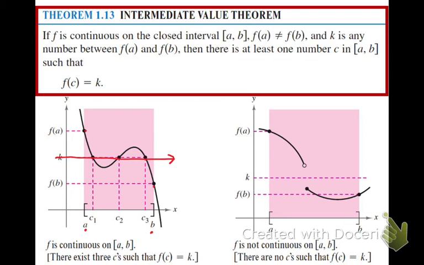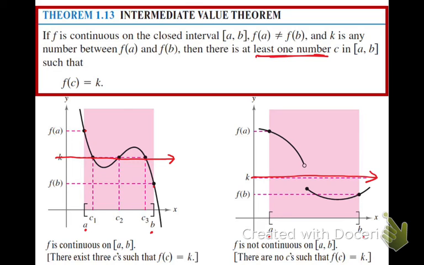Okay. So now we're not continuous over [a, b], are we? We are not. And here's k. Is there any value where f of c equals k? No. So if it's continuous, there's going to be at least how many? 3? Nope. 1. There's going to be at least one number. Can it be 1,000? Yes. But there's going to be at least one time where it equals k.